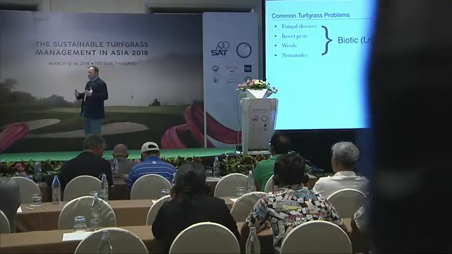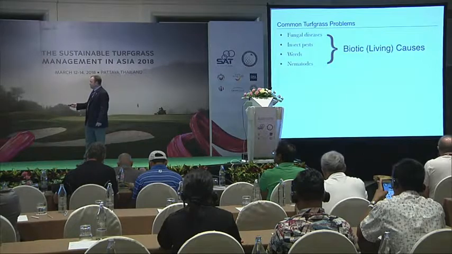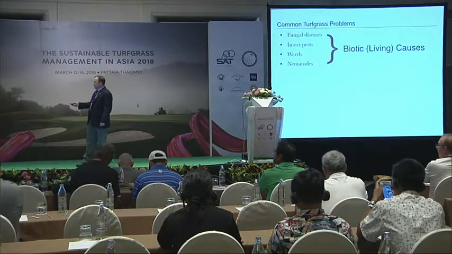So we have a diagnostic lab, and normally we get somewhere in the neighborhood of 100 samples a year, so it's not one of the bigger labs in the United States. But about 50% of the time, when we get a sample in, we have no disease involved. That is caused by abiotic things. This is obviously all biotic, or living, causes, so we can have diseases, which is what I'll be talking about, insects, weeds, or nematodes.